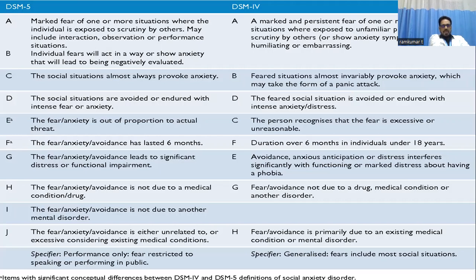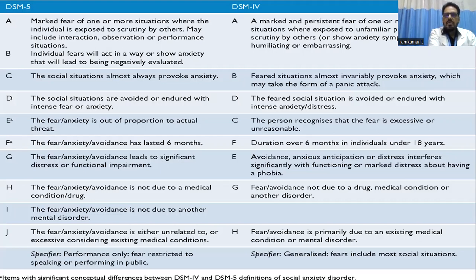F. The fear, anxiety, or avoidance has lasted 6 months. G. The fear, anxiety, or avoidance leads to significant distress or functional impairment. H. The fear, anxiety, or avoidance is not due to a medical condition or drugs. I. It is not due to another mental disorder. J. The fear, anxiety, or avoidance is either unrelated to or excessive considering existing medical conditions. Specify performance only: fear restricted to speaking or performing in public.